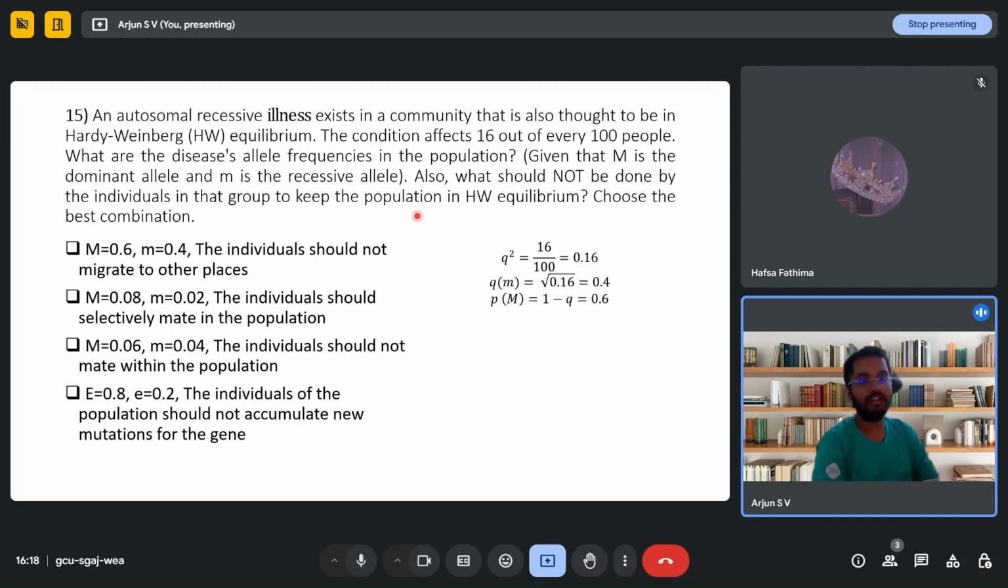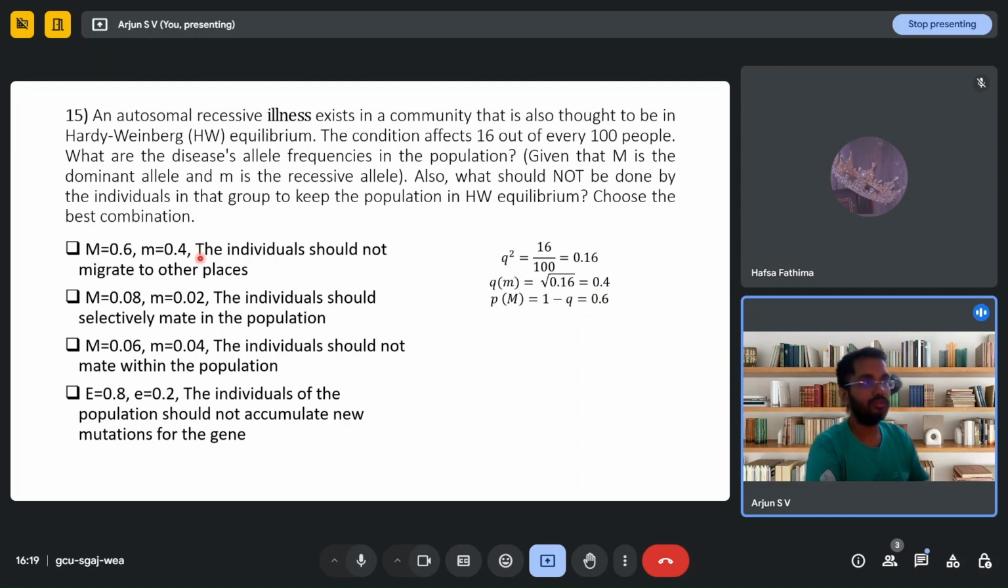So the calculation is pretty simple. I already said that the q square is 16 out of every 100. So you just have to find q square, which is 16 divided by 100, which is 0.16. And then you have to find q, which is the small m here. Yeah, the option is A. So q, which is the root of 0.16, is 0.4. And for p, you just have to subtract q from 1, which gives you 0.6. So the capital M is 0.6 and small m is 0.4. And so automatically the other answer also suffices.